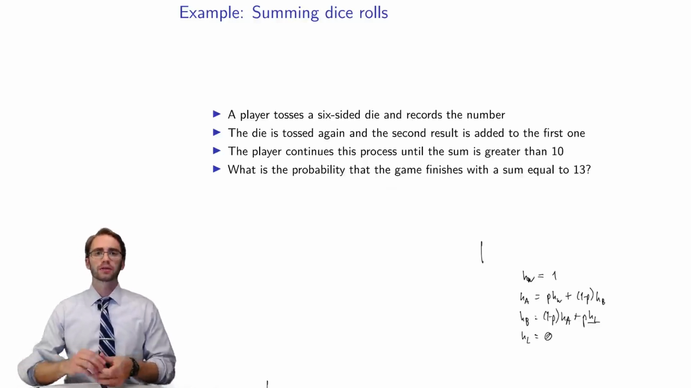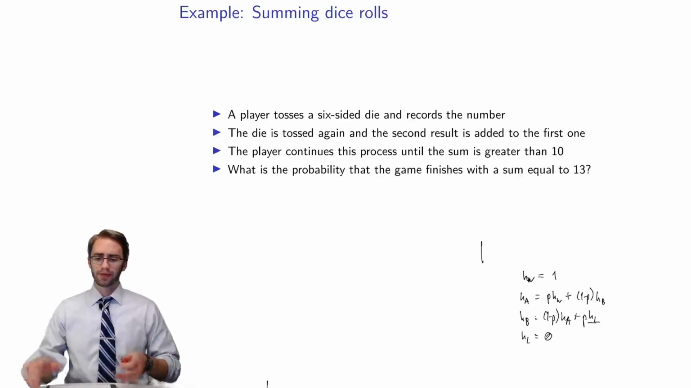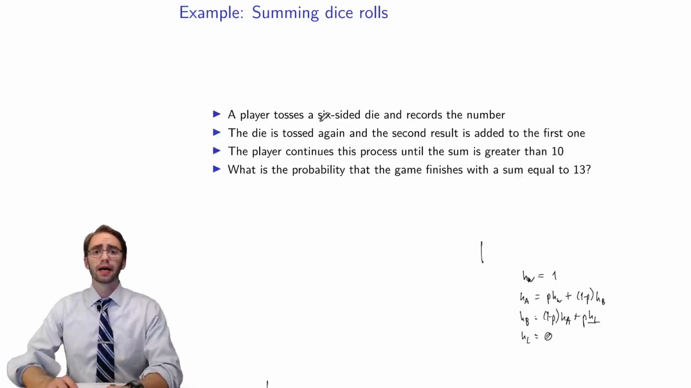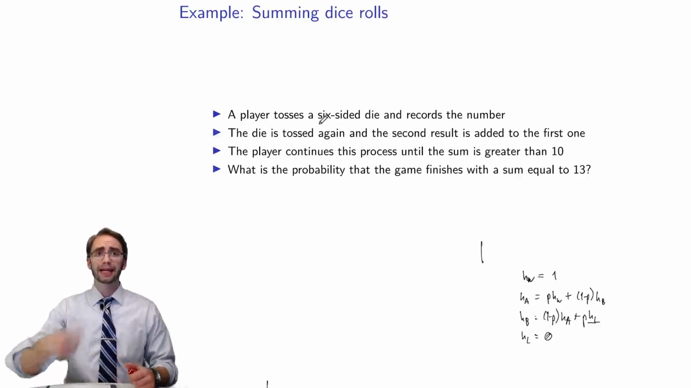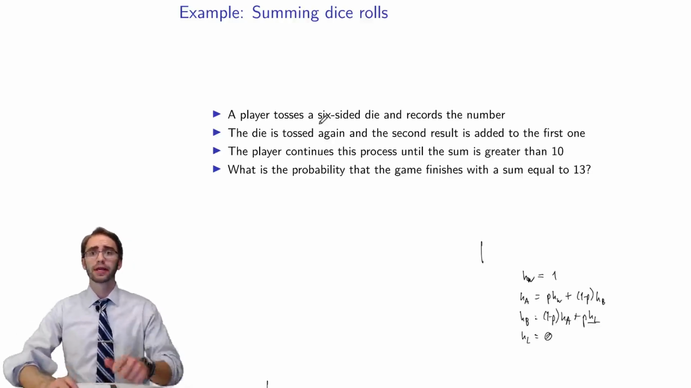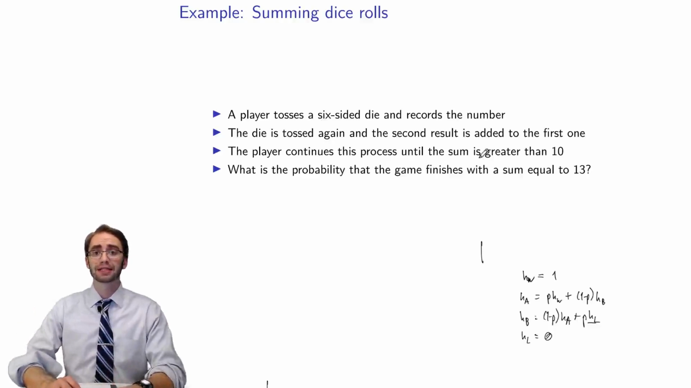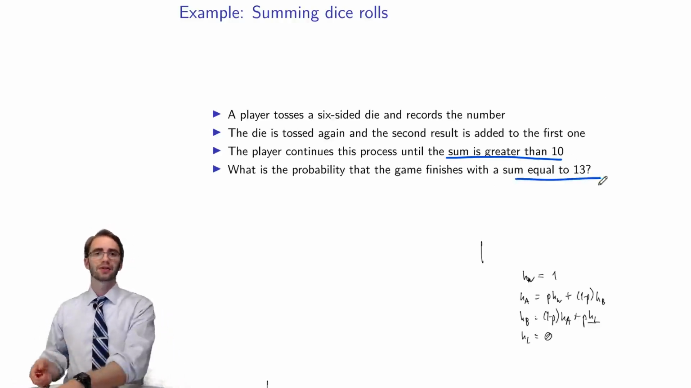Another example here, say I'm sitting here rolling a die, following a set of rules. I'm tossing this die and writing down the number, and I keep adding these numbers together. So I'm keeping a running total of all the numbers I've rolled, and I stop as soon as the sum is strictly greater than 10. When that happens, I want to know the probability that the game finishes and the total sum I have is equal to 13. So I'll do an example here.